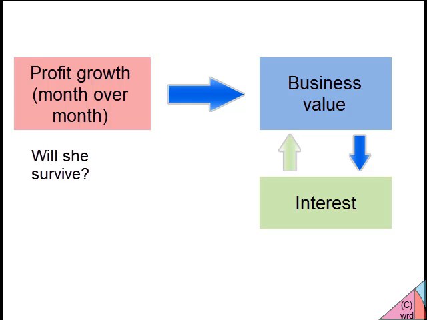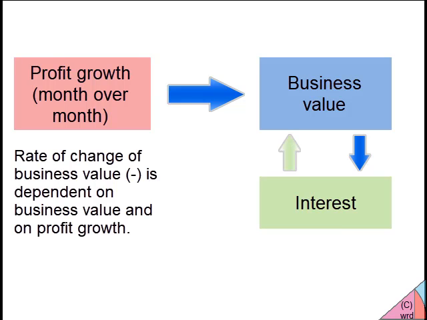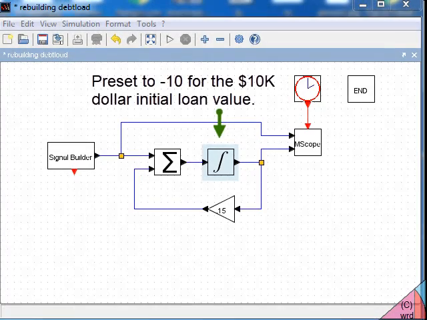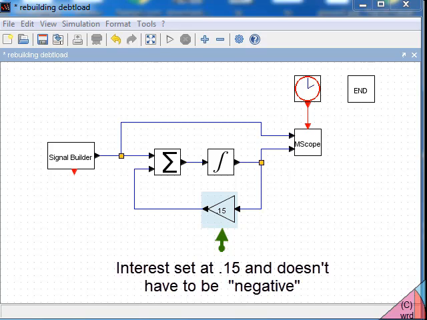Let's see what happens. Our dependency sentence is as follows. Change in business value is dependent on business value, all of which is debt right now, and on profit growth. Our one account is preset to -10, representing the $10,000 initial negative value of the business. We load our 0.15 interest rate per period into the feedback gain block. Because debt is being expressed as negative business value, we do not need to add a minus sign in the interest path to have debt get worse over time.